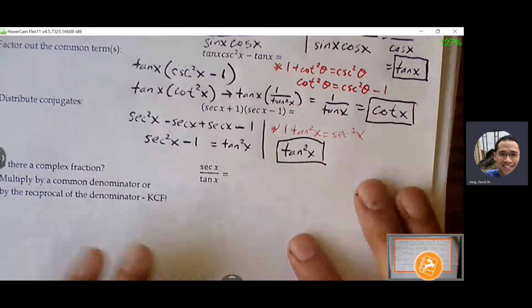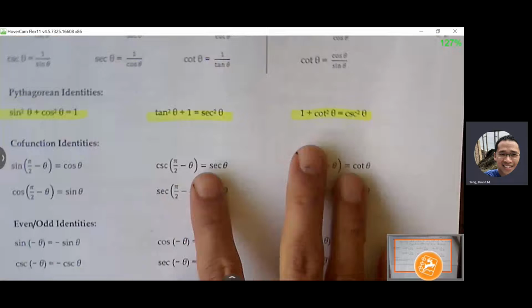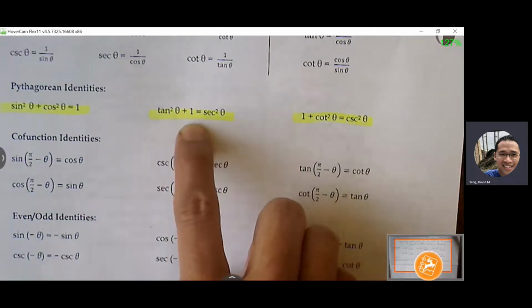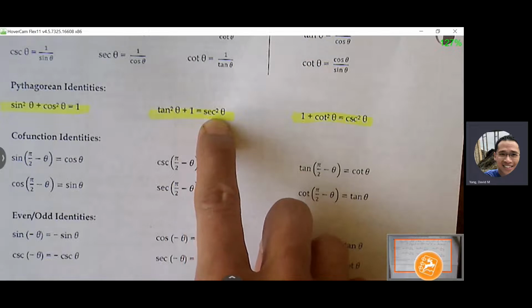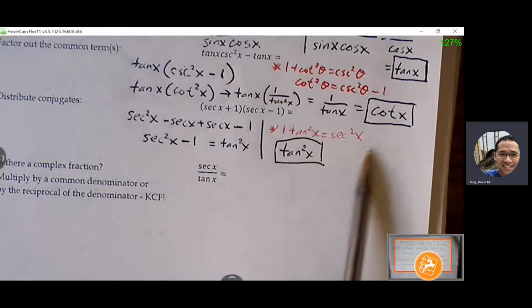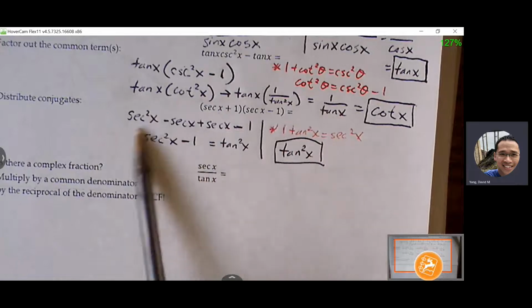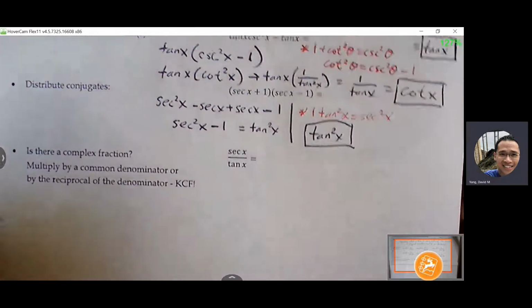Got it. Okay. So we have this property in front of us, right? We have 1 plus tangent squared x equals secant squared x. Oh, okay. So if I have that relationship, I can start with that and kind of move things around until I see something that I can connect it with. Okay. Okay, last one on this page.